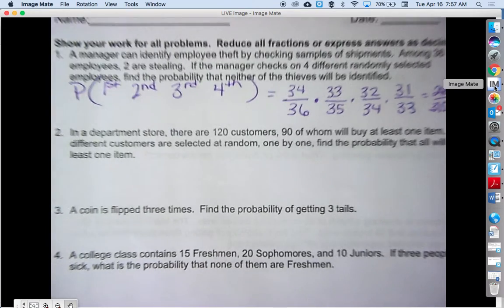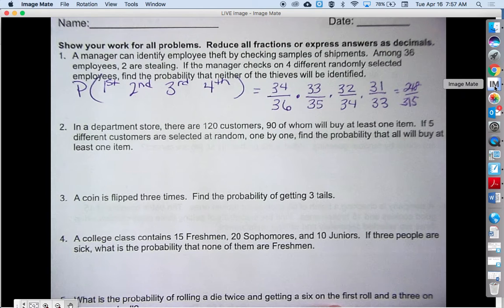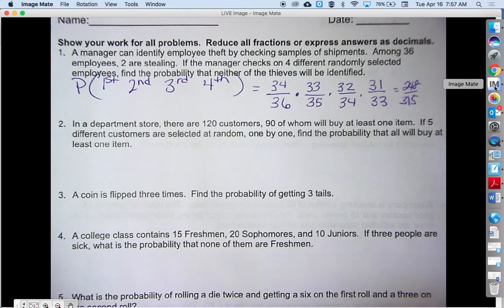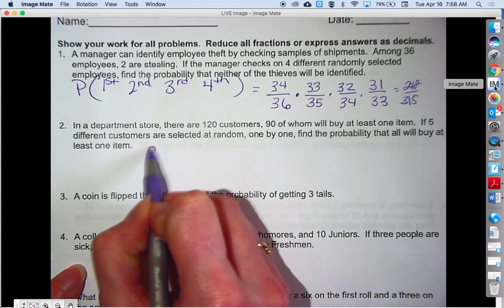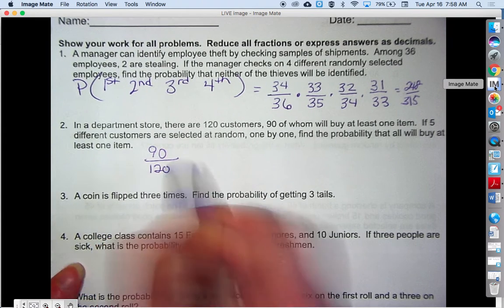So when you go to look at number 2, in a department store, 120 customers, 90 of them will buy at least one item. If 5 different customers are selected at random, one by one, find the probability that they will buy at least one item. So you need to do this 5 times, for each customer. So the probability that the first person would buy at least one item, Julia, would be? 90 over 120. Right, so that's the first person.